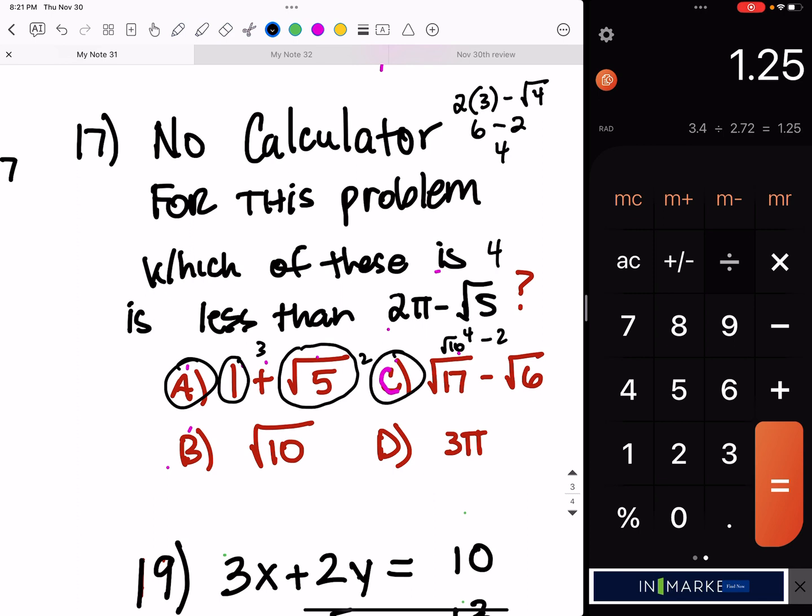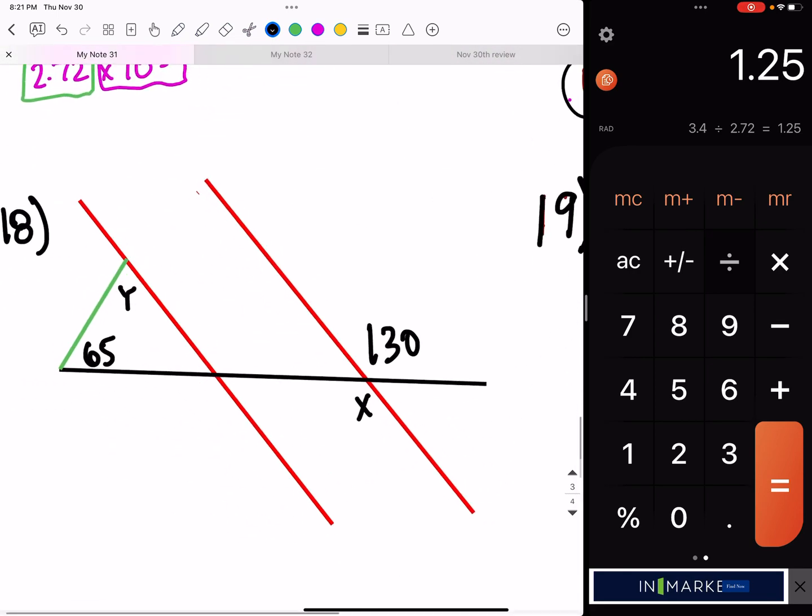Okay, the square root of 10, I don't know the square root of 10, but I know the square root of 9 is 3, so this is probably smaller than 4. And 3 times pi, I don't know that, but that's about 3 times 3, which is 9, so no, that is not. All right, this one.